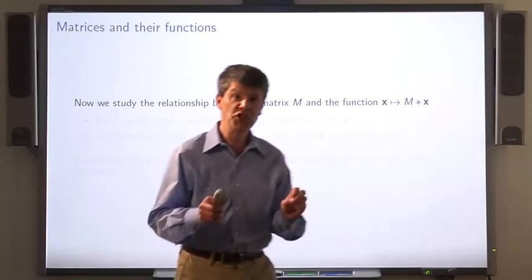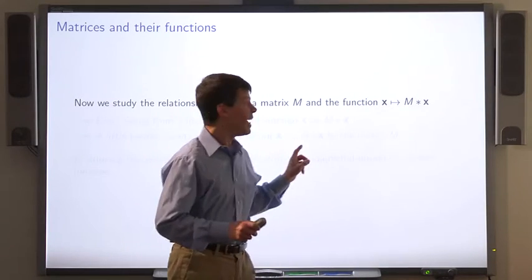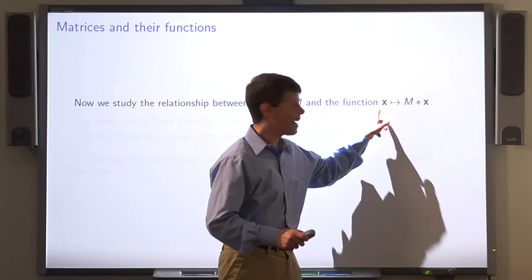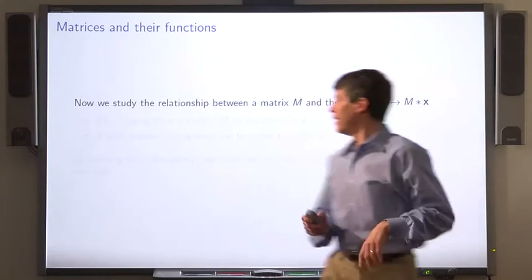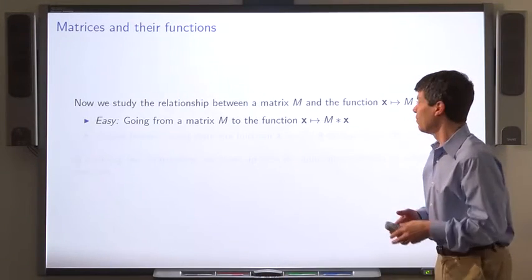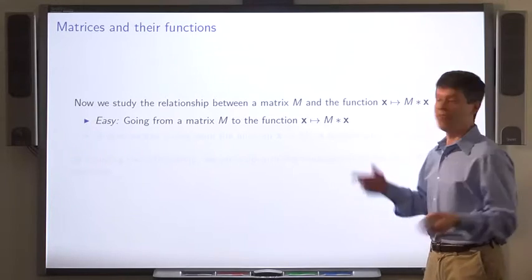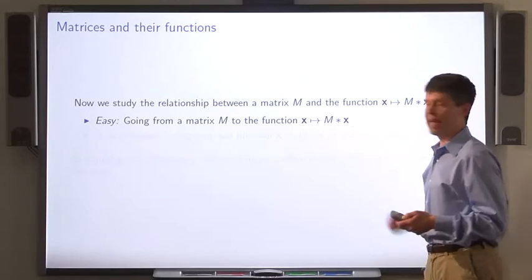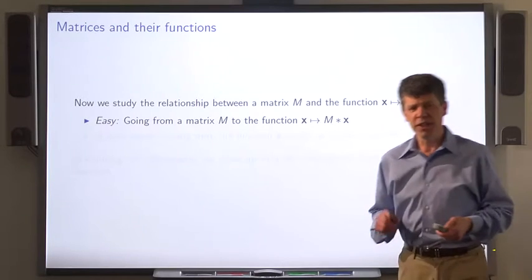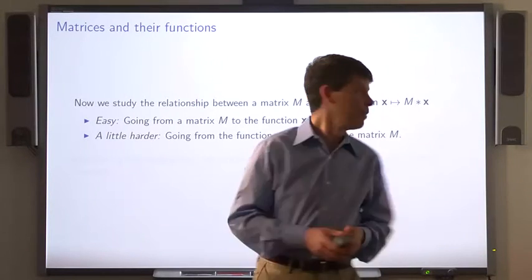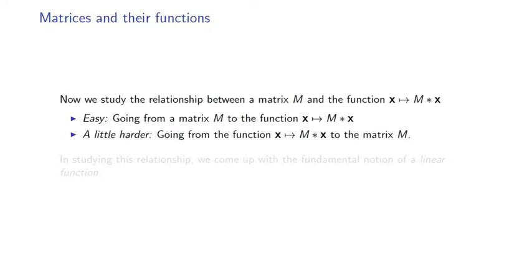Now we're going to study the relationship between a matrix M and the function that maps a vector x to M times x. In one direction, it's pretty easy. Given a matrix M, we can define the function that maps x to M times x. The more interesting thing is going the other way. Given a function, can we find the matrix M such that the function maps x to M times x? In studying this relationship, we come up with this fundamental idea of linear functions.